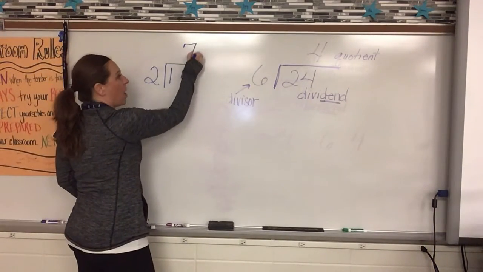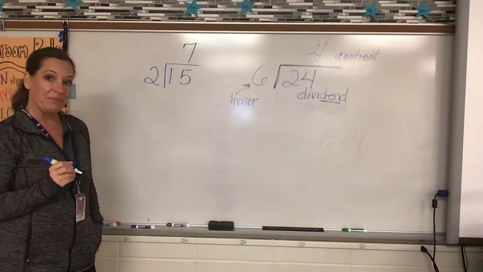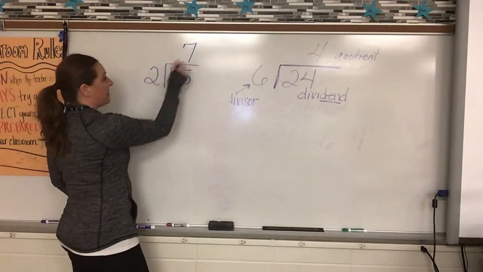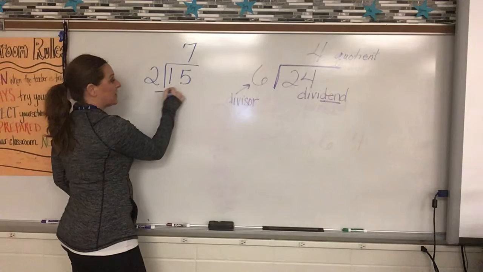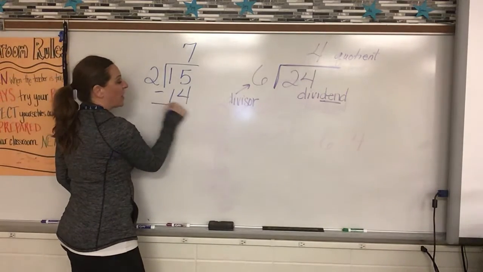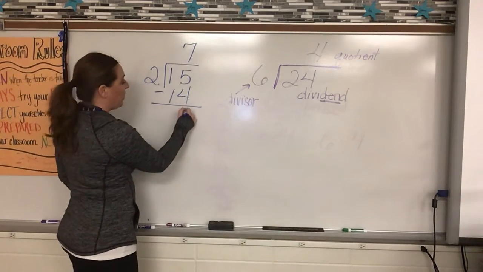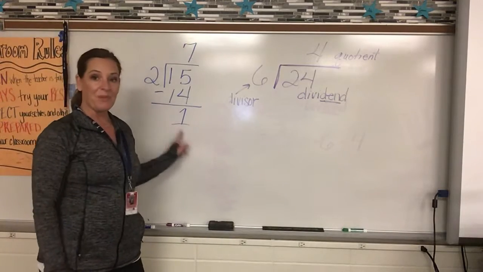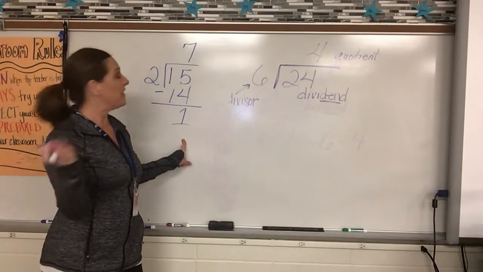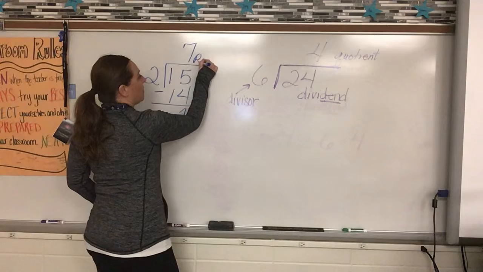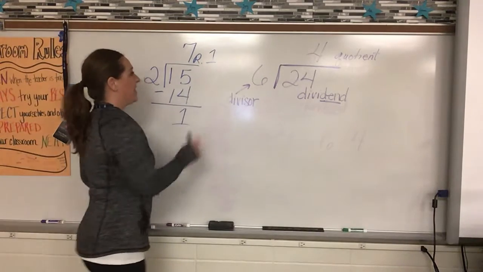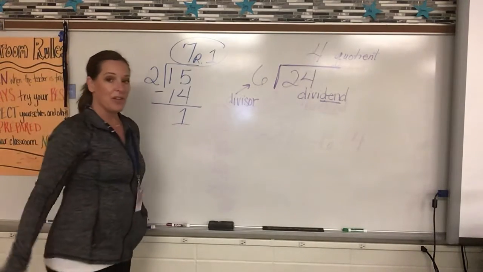We put the 7 up above in the quotient. Then we multiply these 2 and we get 14. We subtract the 14 from our dividend and we have 1 left over. 1 is our remainder. We write that with a big R and a 1. Our answer is 7 remainder 1.